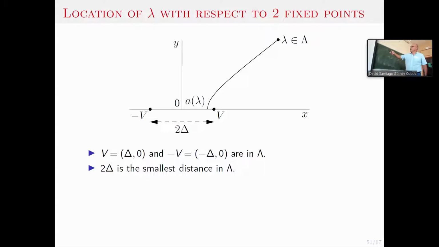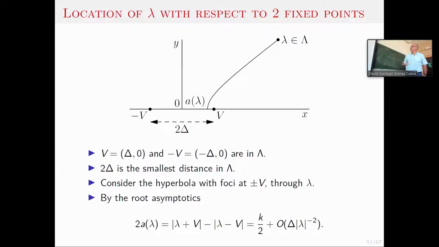Now, if I look at the hyperbolas defined with this and this focus, minus v and v, every other point in the plane will belong to one such hyperbola. So let me draw this hyperbola going through the point lambda. It's going to hit the axis at a point we'll just call a lambda.